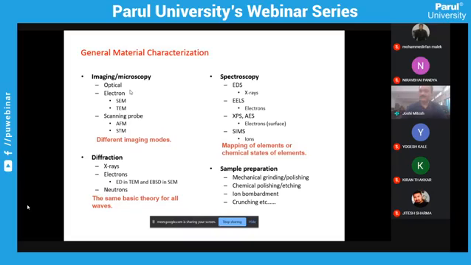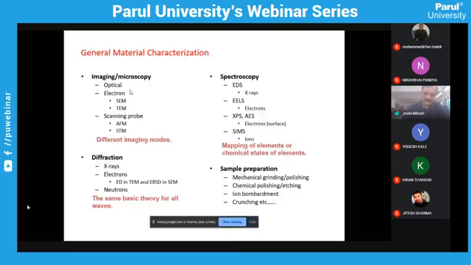That can be done in chemistry. So that is also material characterization. So general material characterization is defined in basically these categories: microscopy, spectroscopy, and diffraction. This is for physical characterization.